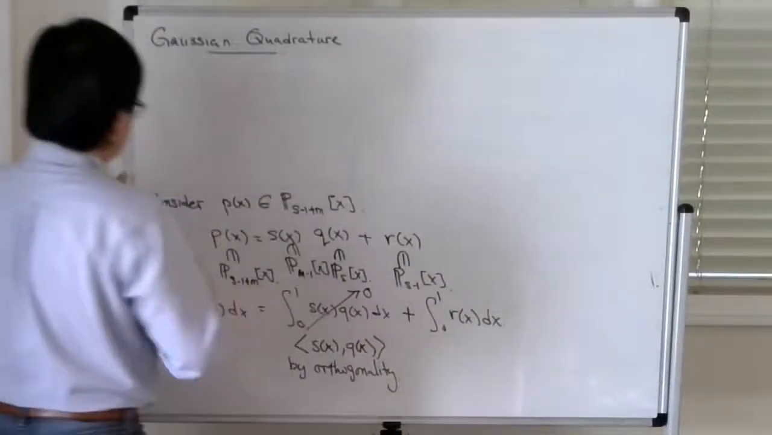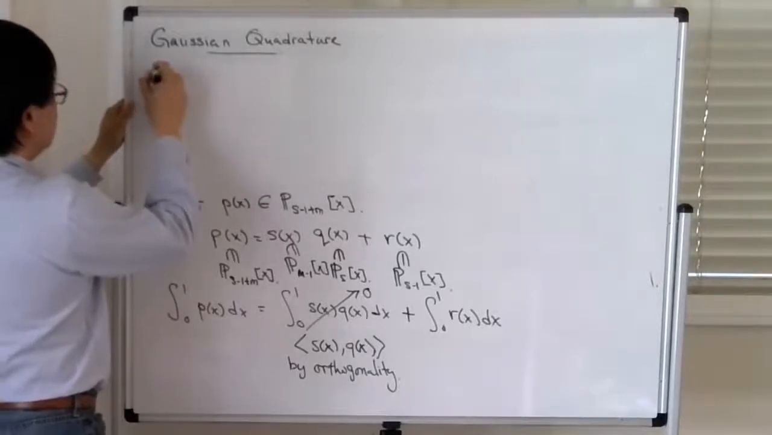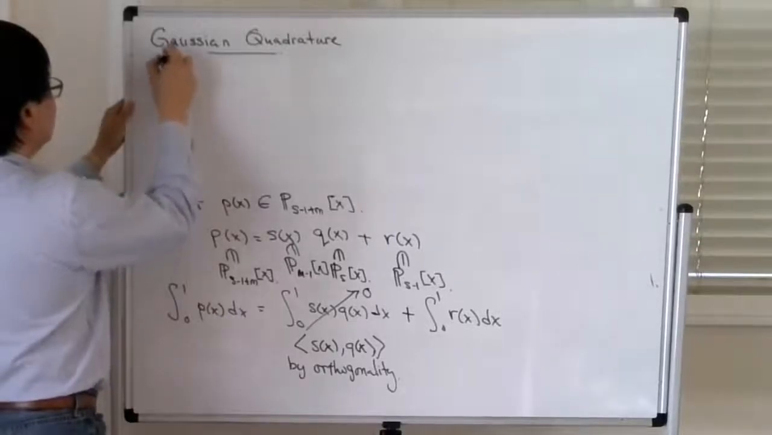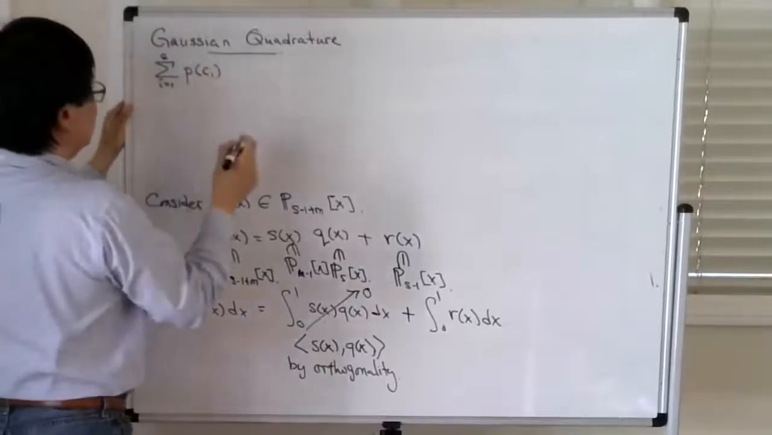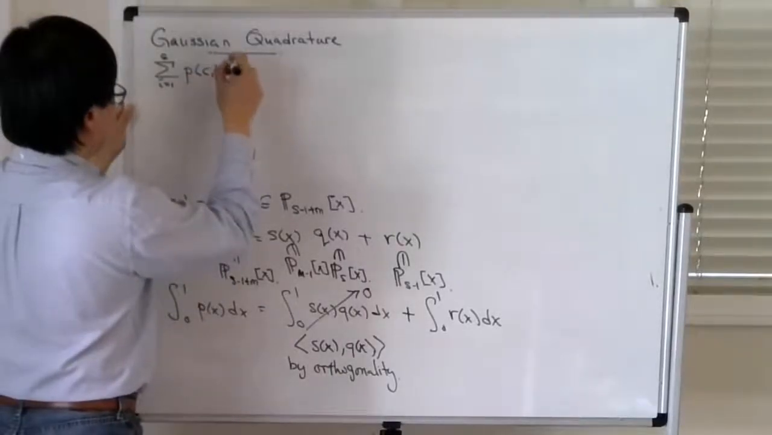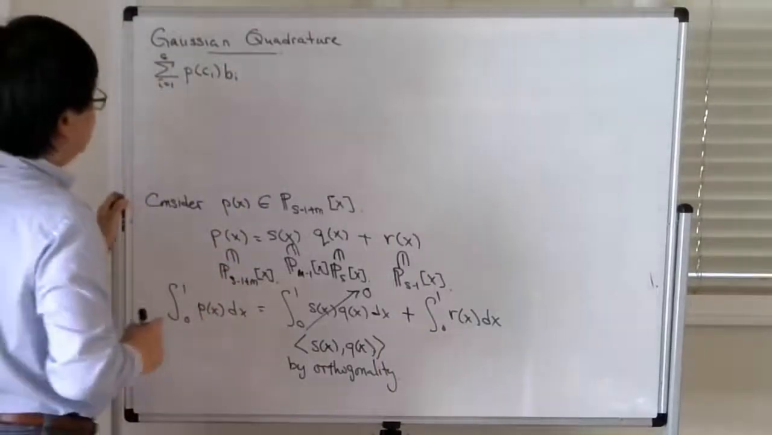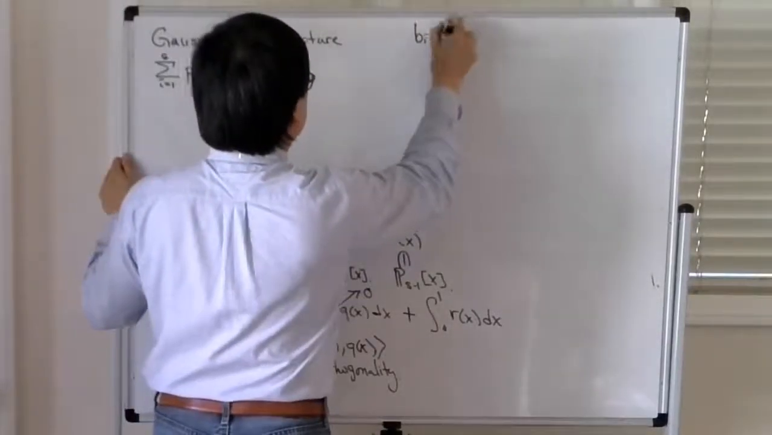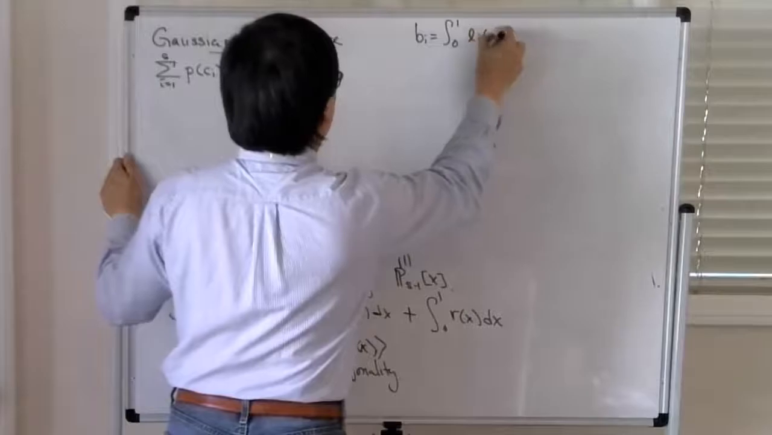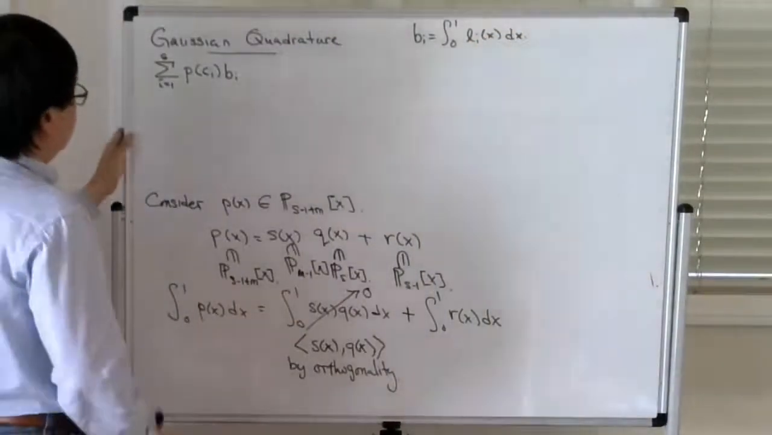Okay, so the quadrature rule says that you have the sum from i equals 1 to s of p evaluated at c_i times b_i, where b_i is the Newton-Cotes weights. So b_i is the integral from 0 to 1 of l_i(x) dx. Okay, so let's see what happens.